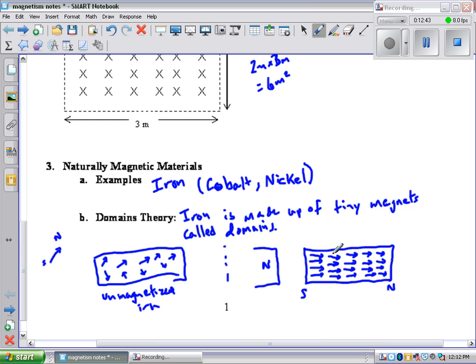If I want to get rid of magnetism, I have to get these to scramble. And there's a couple ways to do it. One is just to pound on it with a hammer, and then they'll scramble. The other way is actually to heat it up, because if I heat it up, the heat is going to make the molecules move faster and they'll scramble more quickly.